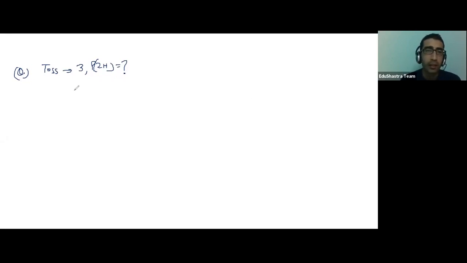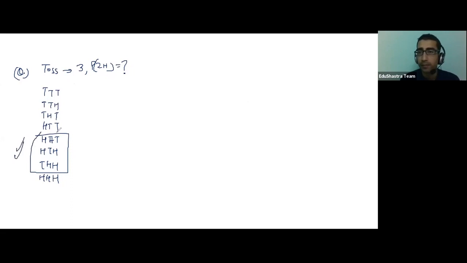You could quickly write this down and see that these are all the possibilities: 3 tails, or 2 tails and 1 head, which would mean this, or 2 heads and 1 tail, which would mean this, or all 3 heads. These are all the 8 cases. Your 3 favorable cases must be these 3. And therefore, 3 by 8.